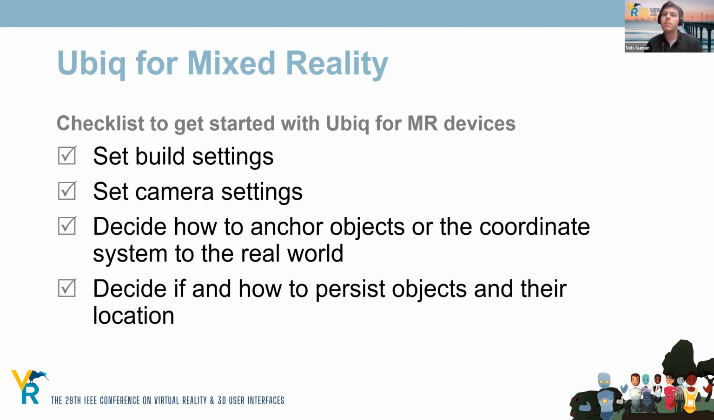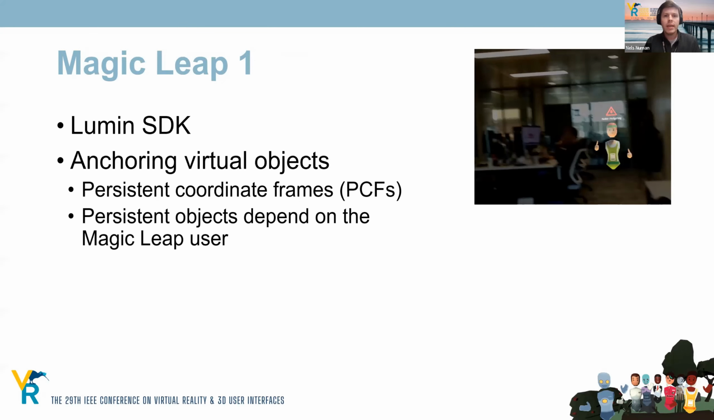I will now go over some findings regarding the integration of Ubik with SDKs of different devices. And in this, I will specifically focus on how to anchor virtual objects to the real world. The first device I will talk about is the Magic Leap 1. The Magic Leap 1 is a standalone device in terms of both computation and tracking. Development for this device can be done with the Lumin SDK.